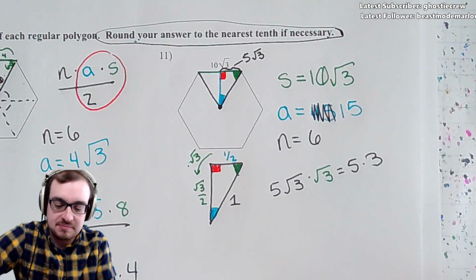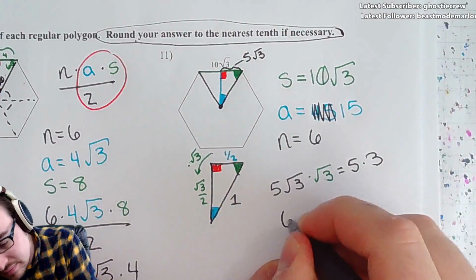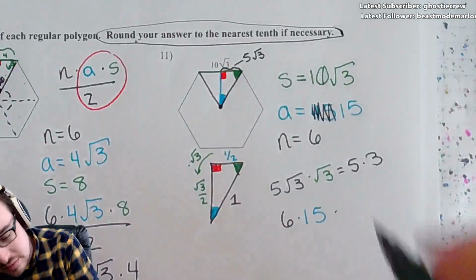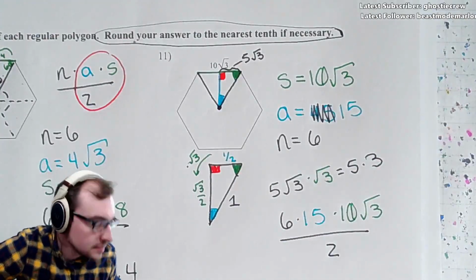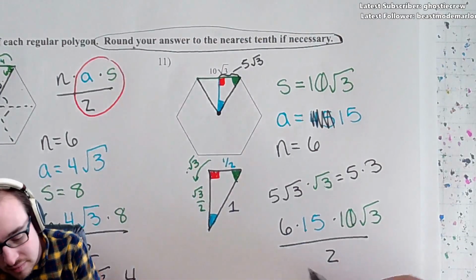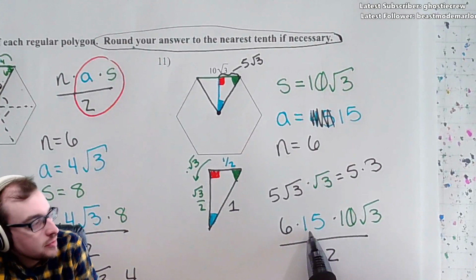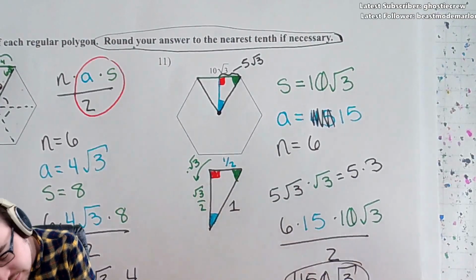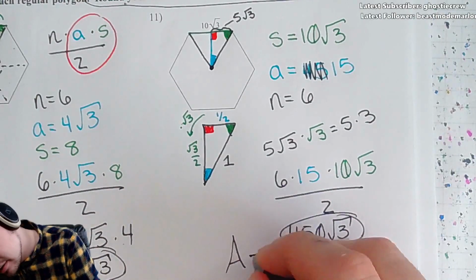All right. So now we just do math, and we get our answer. We multiply all of our numbers. Doesn't matter what order. We divide by 2. I'm going to divide the 6 by 2. Doesn't matter which one I do. That's 3. So I get 3 times 15 times 10 root 3. Well, 3 times 15 is 45. 45 times 10 is 450 root 3. That's the area of our hexagon.